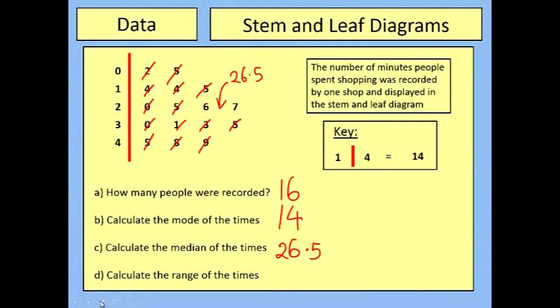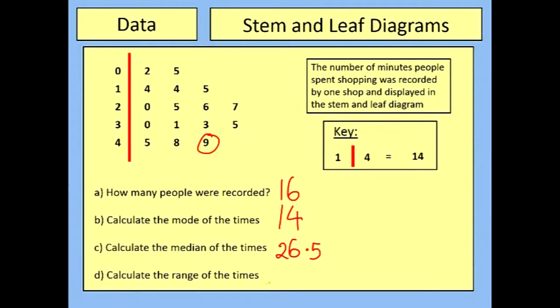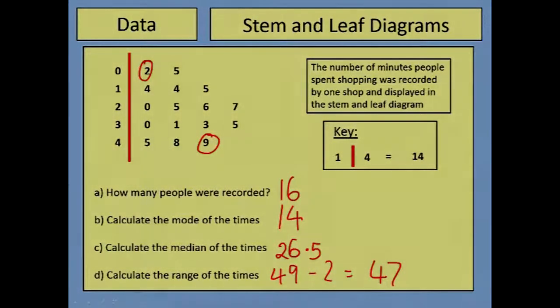And finally, the range of the times. The range is the largest, take away the smallest. So we need to find the largest number, which is always in the bottom right hand corner, this one here, 49, and we're going to subtract from that the smallest number here, 2. 49 take away 2 is 47. And that concludes your videos on stem and leaf diagrams.